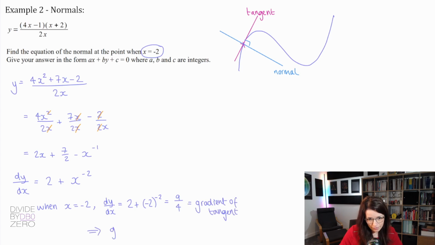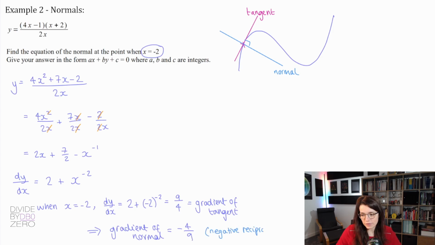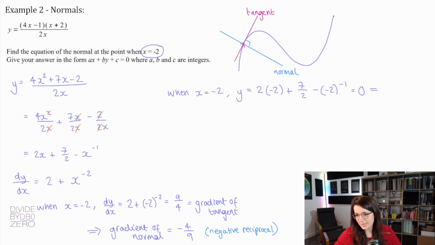We've got to be really careful here because actually we want the gradient of the normal, which will be the negative reciprocal because it's perpendicular. So minus 4 over 9. And that is your negative reciprocal. Before we can find the full equation of the normal, we also need to know the y coordinate at that point. So let's work that out now. When x is negative 2, subbing into the y equation gives this, which equals 0, means the coordinates are minus 2, 0.